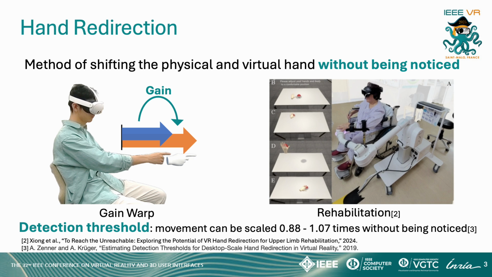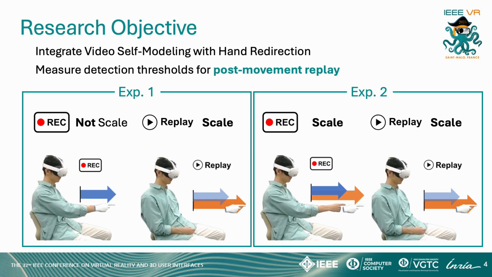Within hand redirection, the detection threshold is particularly important. During reaching tasks, it is possible to scale the movement from about 0.88 to 1.07 times without the user perceiving the difference. In this study, we integrate the concept of video self-modeling, where people observe their own movements after a motor task, with hand redirection.